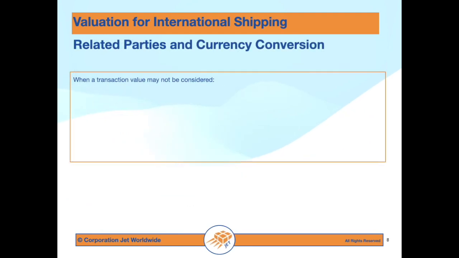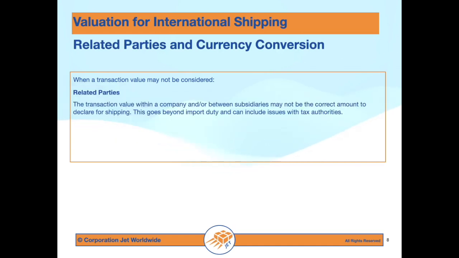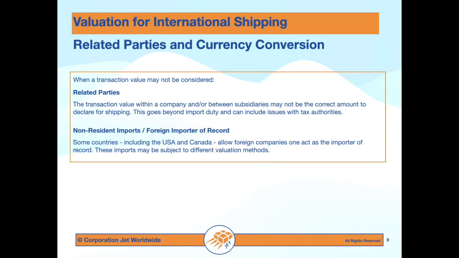Some final notes on value: related parties, non-resident imports, and currency conversion. What some consider as a true transaction value may not be acceptable to regulators. Generally speaking, a transaction to a related company or subsidiary complicates things, not just for imports, but also has tax implications. Some countries, including the US and Canada, allow foreign companies to act as the importer of record. These imports may be subject to different valuation rules, often for the reasons we just mentioned.